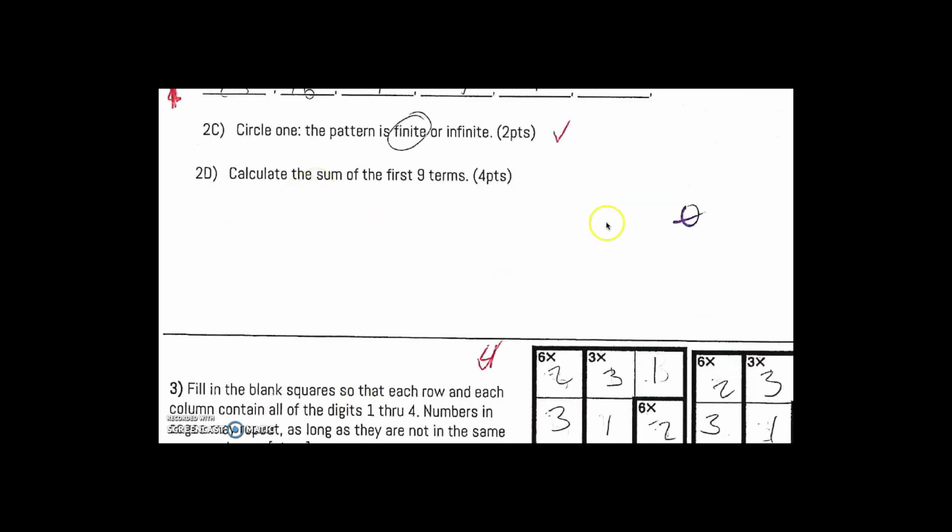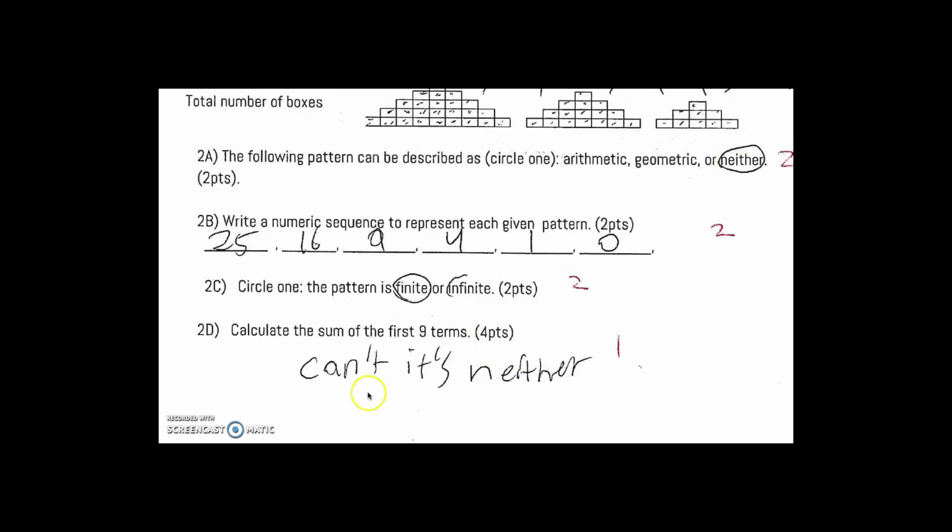I want to show you the student left this blank, so I put a 0 and a slash through it, and if they just tried something, I would have given 1 point. At least it's something. So although it is neither, you can calculate the sum by just adding them. It's just a fancy word for adding. Can you add up those numbers there?